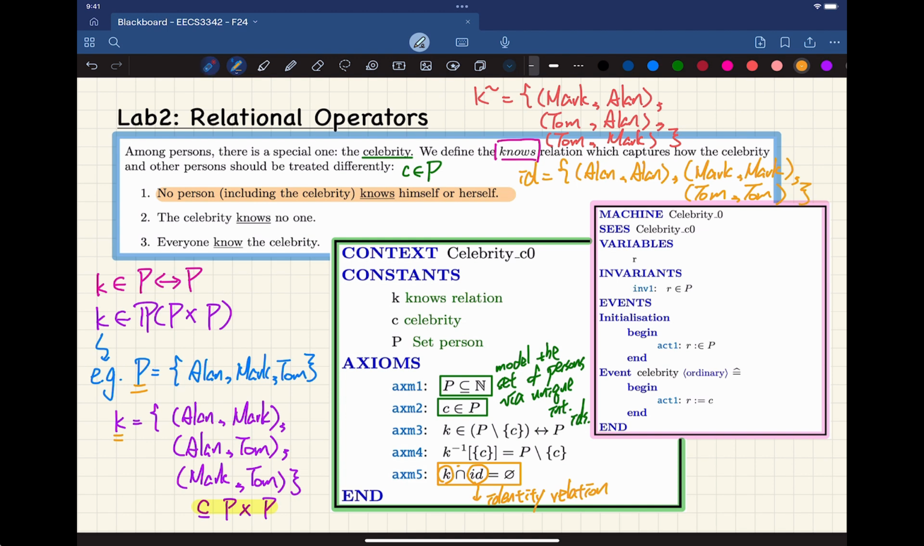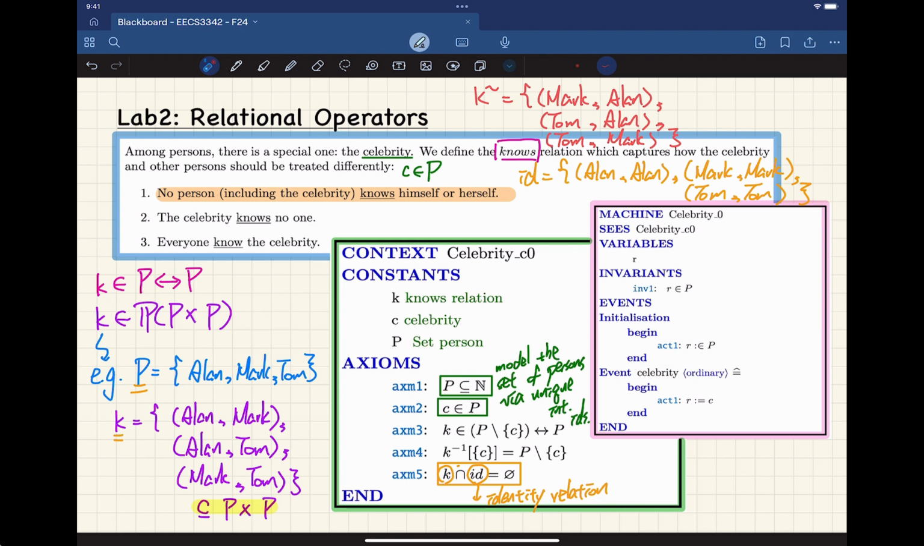So think about this ID relation here. It is something that's forbidden by requirement number 1. We want to make sure it doesn't happen. So this invariant is saying whatever knows relation K, you want to make sure it does not contain any pair that's in the ID relation. So to make sure nobody knows themselves, the intersection should be empty. Any question about this one here? That's one way to specify it using just some set operators. Yes, question?